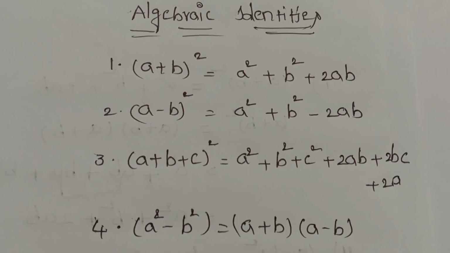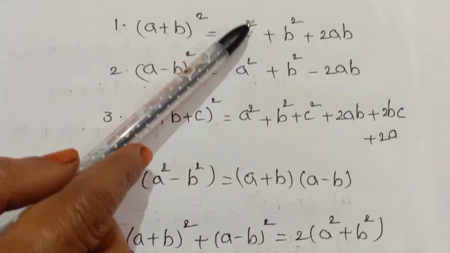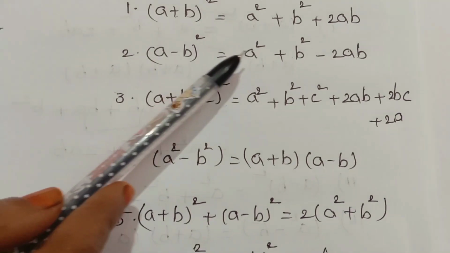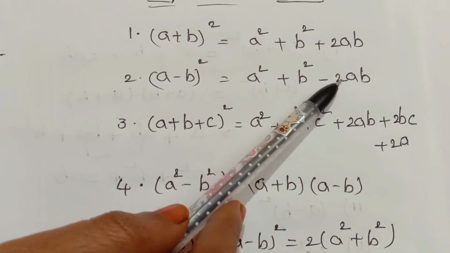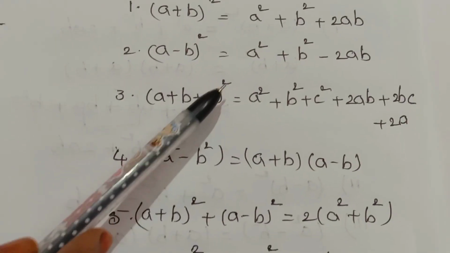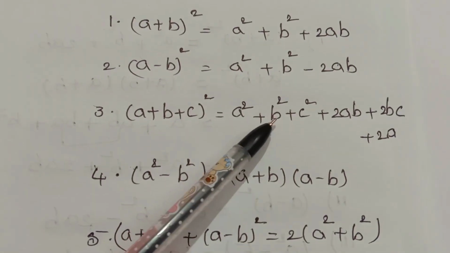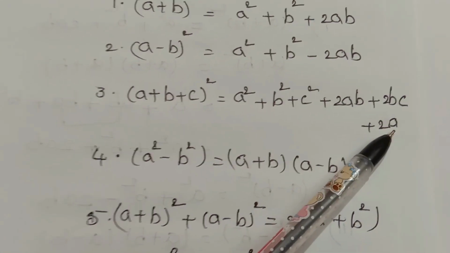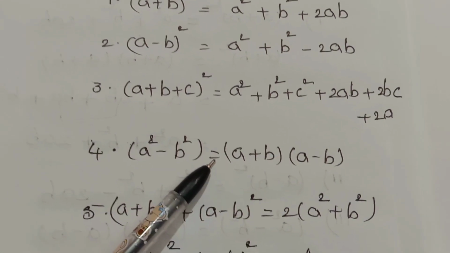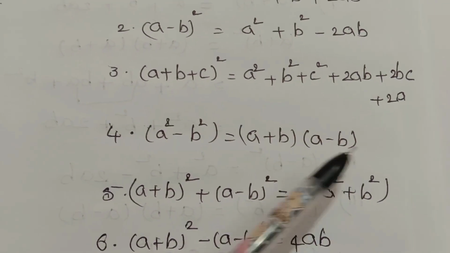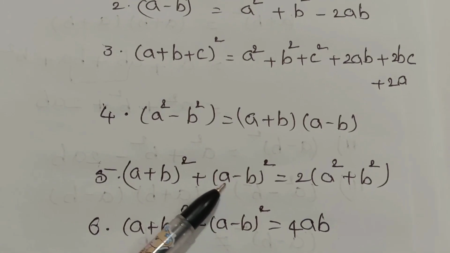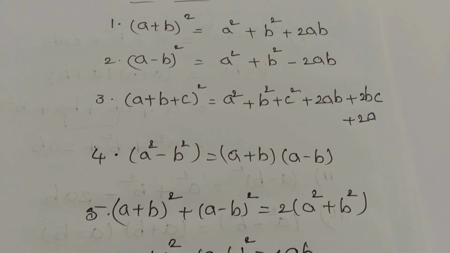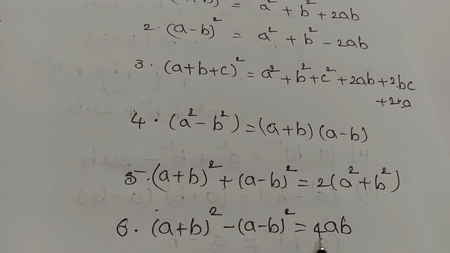Learn these six identities. (a + b) whole square is equal to a square plus b square plus 2ab. (a - b) whole square is equal to a square plus b square minus 2ab. (a + b + c) whole square is equal to a square plus b square plus c square plus 2ab plus 2bc plus 2ca. a square minus b square is equal to (a + b) into (a - b). (a + b) whole square plus (a - b) whole square is equal to 2 of (a square plus b square). (a + b) whole square minus (a - b) whole square is equal to 4ab.